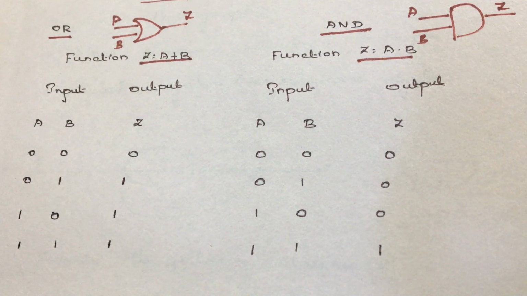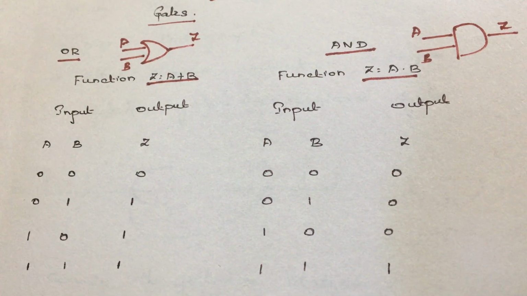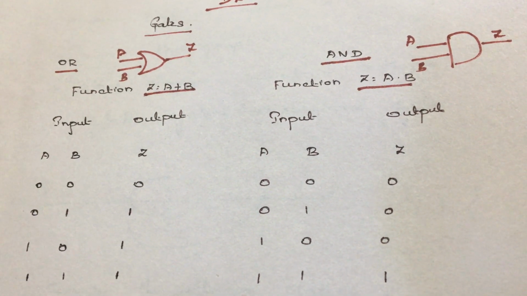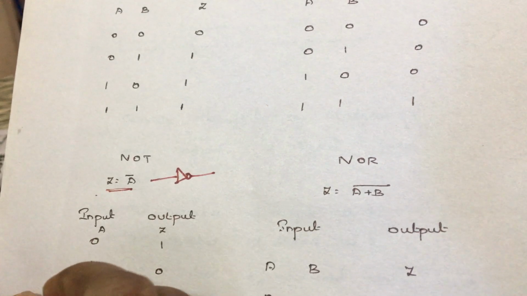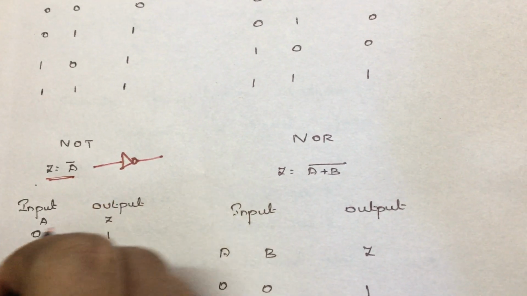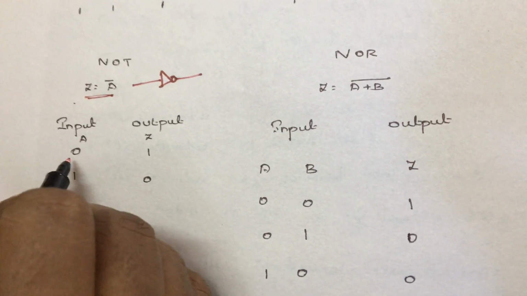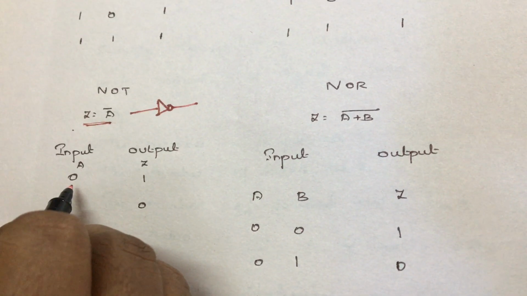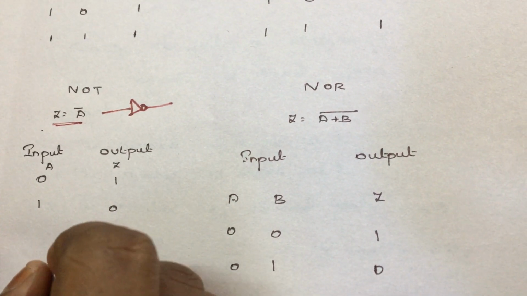And next is NOT gate. A NOT gate has the function as Z is equal to A bar. This is the NOT gate, and this is the symbol for the NOT gate. It consists of only one input, either a low input or a high input. If the input is low, the output is high. If the input is high, the output is low.